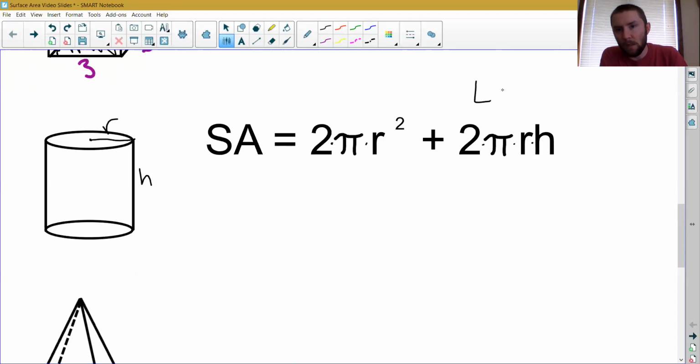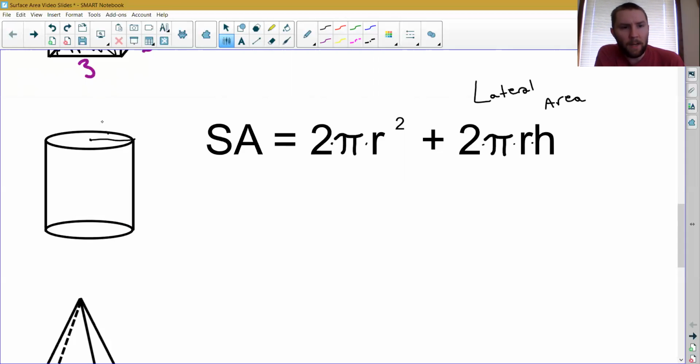This is also called the lateral area. Okay, the lateral area. And you'll see in your book that lateral area is called LA, and sometimes they ask you to find the lateral area. That's what they're talking about. Okay, so in this case, all we need to find the surface area of a cylinder is just the radius and the height of that cylinder.